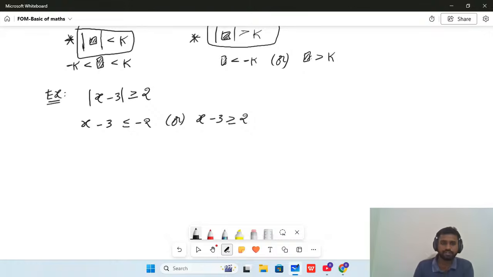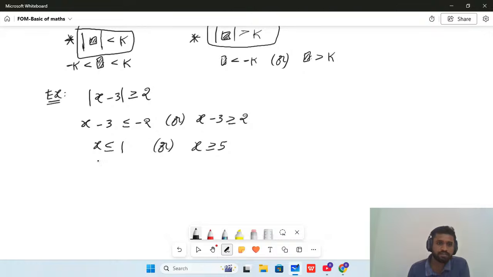So after solving these two inequalities, what will we get? We will get x is less than or equal to 3 minus 2, which is 1, or, and "or" always means union, x greater than or equal to 5. So this is the solution for this inequality: x less than or equal to 1 or x greater than or equal to 5.